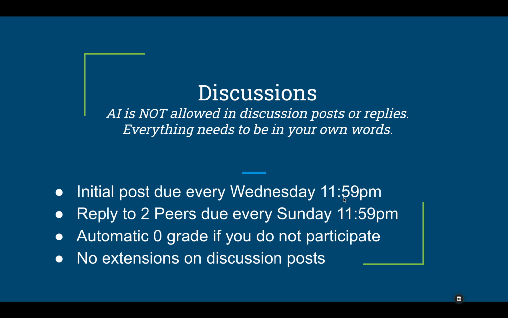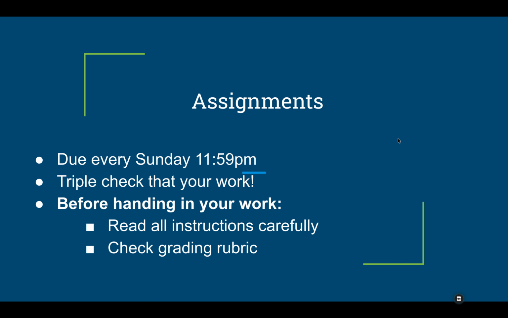Initial discussions are due Wednesday at 11:59. Replies to two peers are due Sunday at 11:59. It says automatic 0 if you don't participate. There's no extensions on discussions. Discussions are supposed to be like if you were in a room with somebody, so if you're replying a week later, it doesn't really make sense. It's kind of like walking into a room where everybody's left. And just as a reminder, this is on every discussion post, but AI is not allowed in discussions or replies. Everything must be in your own words.